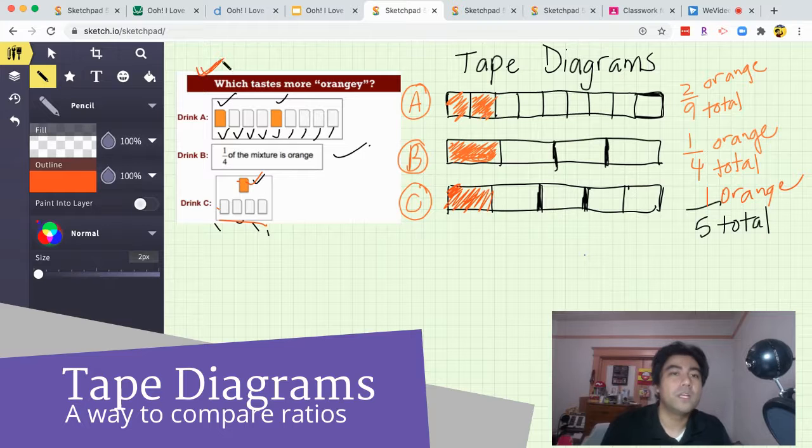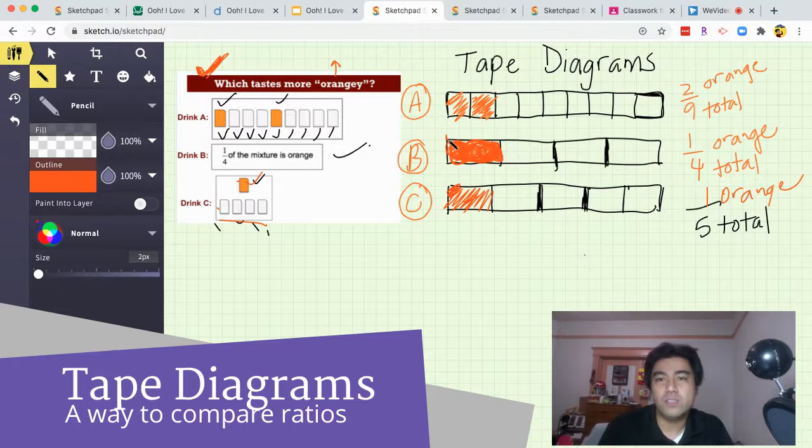Okay, now we're going to take a look at this question, which is slightly different from the questions we asked earlier this morning. The question here, though, says which tastes more orangey. So we're actually going to take a look at all 3 drinks, and we want you all to decide which of these 3 drinks is more orangey than the other. When we say orangey, we're talking about the drink that has the most orange flavor. Okay, so which one's going to taste more like an orange, more of that orange flavor?